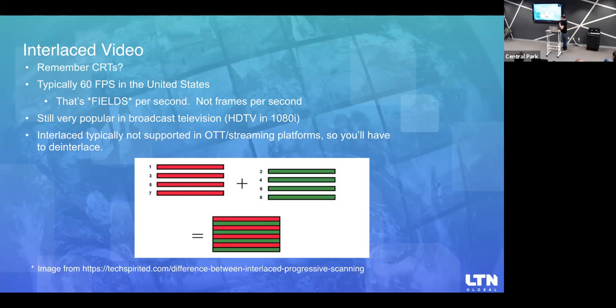The downside is if your job happens to be taking interlaced content and making it available for over-the-top services or for YouTube type services, you're going to have to do the work to de-interlace it.